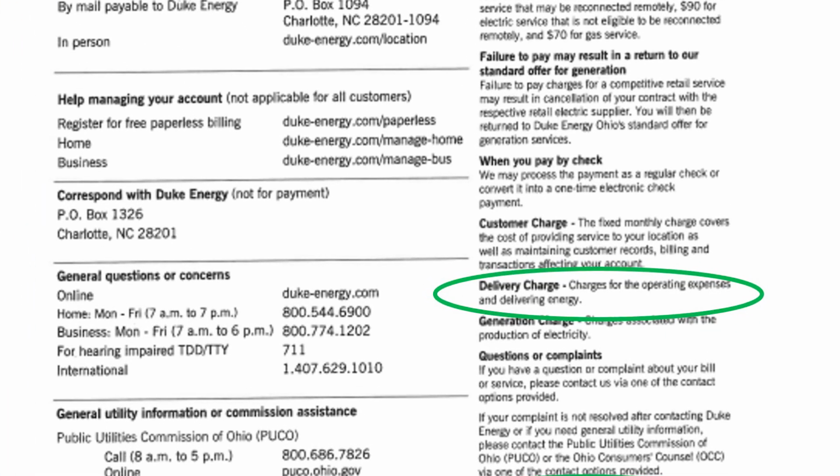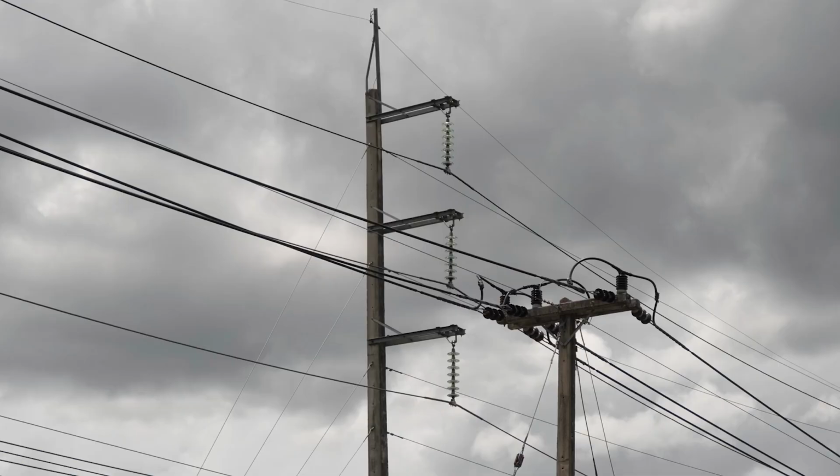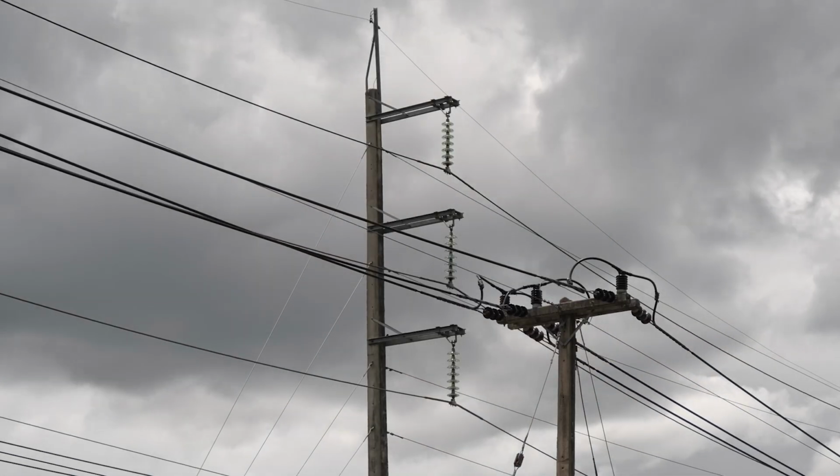Yeah. And the first page, you have a summary and you have delivery charges for electricity and delivery charges for natural gas. Now what are they? Okay, the delivery charges are for the infrastructure that Duke puts together to get the energy from the plant to your house. So for electricity, you have the poles, the wires, and the transformers.